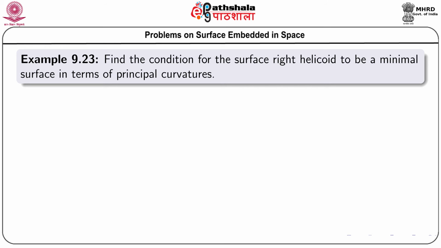Now, in this example, we shall try to find a condition for the surface right helicoid to be minimal in terms of principal curvatures. So, let us see, we have seen that the right helicoid is a minimal surface because its mean curvature is 0. Now, what will be the expression in terms of principal curvatures? Let us see in this problem.